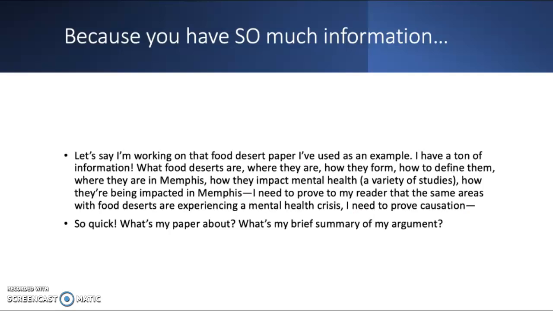So let's say I'm working on this food desert paper that I've used as an example. I have a ton of information. What food deserts are, where they are, how they form, how to define them, where they are in Memphis, how they impact mental health. I need to prove causation to my reader. I need to prove that the areas that some articles are talking about are the same ones that other articles are talking about, even if they're not talking about the same thing. I have all of this stuff I need to accomplish in this paper. I have all of this information. And the thesis says, okay, stop. In one sentence, maybe two, what is the briefest summary of what I'm trying to argue?